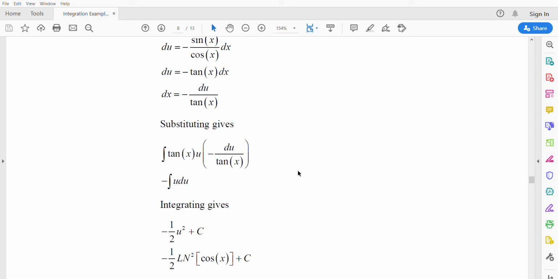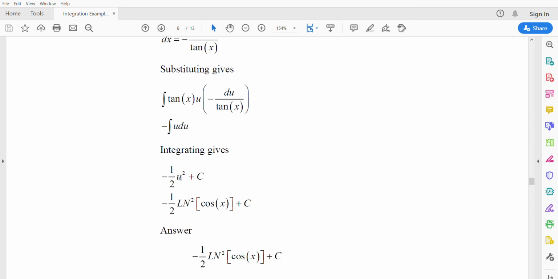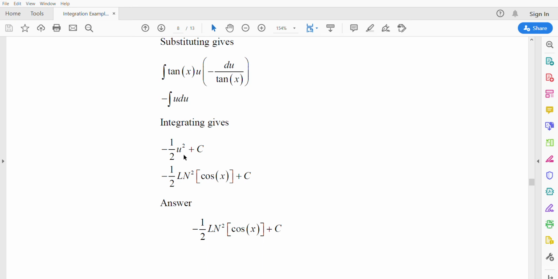So when I integrate, I add 1 to the exponent and divide by the new exponent. So I get a negative 1/2 times u squared plus a constant. And then u was that natural log of cosine of x. So this gives me negative 1/2 of the natural log squared of the cosine of x plus a constant. And that's my answer. Negative 1/2 times natural log squared of the cosine of x plus a constant.